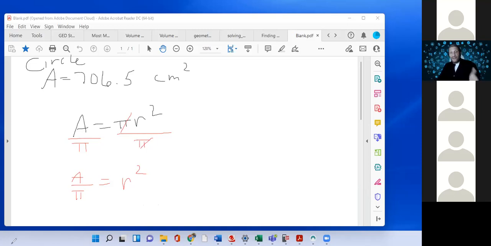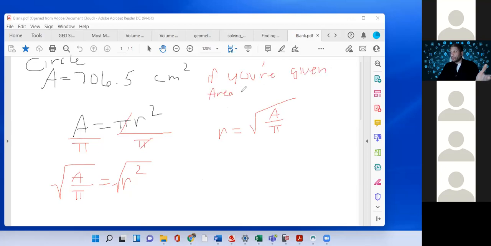Does anybody know the inverse operation of squaring a number? Square root. So we take the square root of both sides. Remember, whatever we do to one side, we do on the other. Because they're inverse operations, they cancel each other out. So we're going to have r is equal to the square root of area divided by pi. So listen, I would write this down and I would commit it to memory. If you're given the area of a circle, you want to use this equation to find the radius.